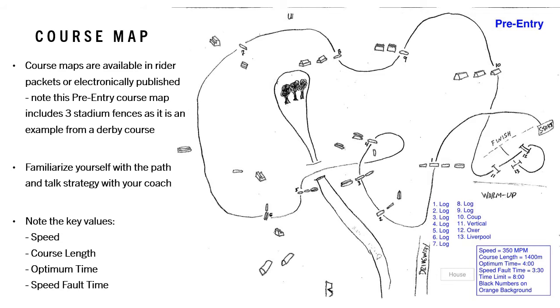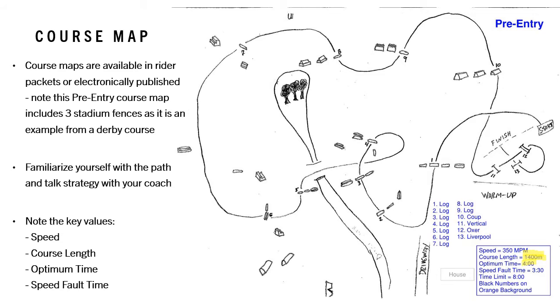So the first thing I asked you to look at when you picked up your course map were those 3 things from the last slide. The first was the course length. It's here at 1,400 meters. The next was the optimum time. That's the time you are aiming for based on the optimum speed for your level. It was very convenient because the example here today was exactly 4 minutes.